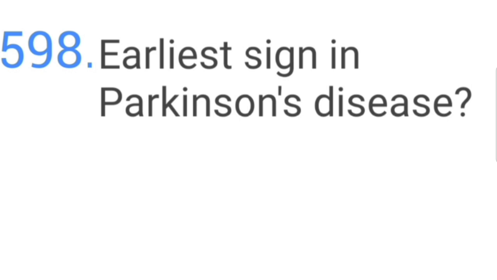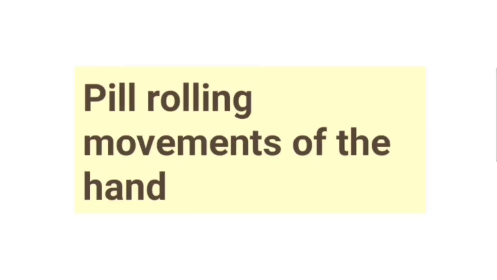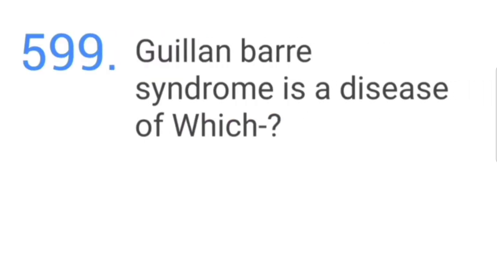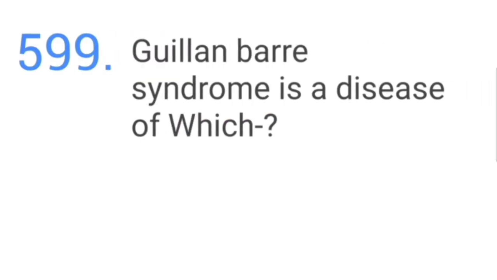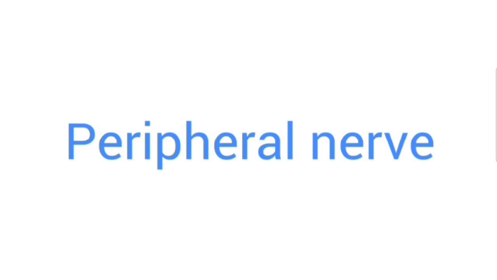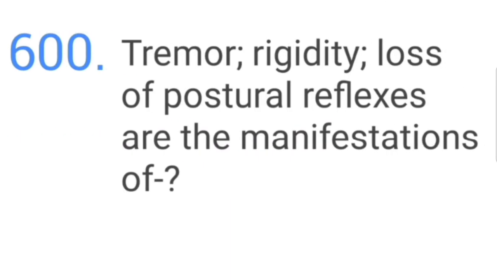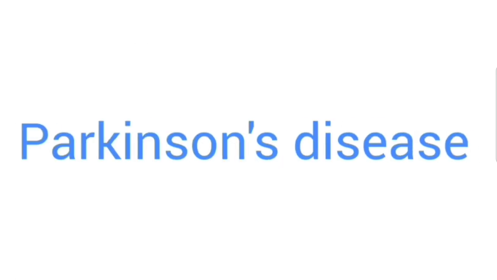Earliest sign in Parkinson's disease. Pill rolling movements of the hand. Guillain-Barré syndrome is a disease of which? Peripheral nerve. Tremor, rigidity, loss of postural reflexes are the manifestations of dash. Parkinson's disease.